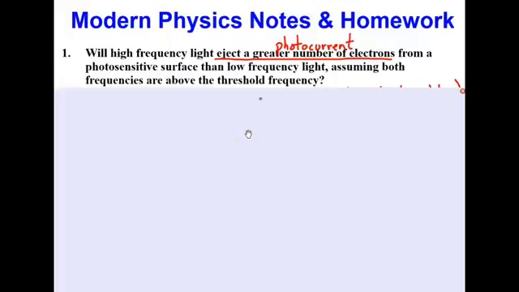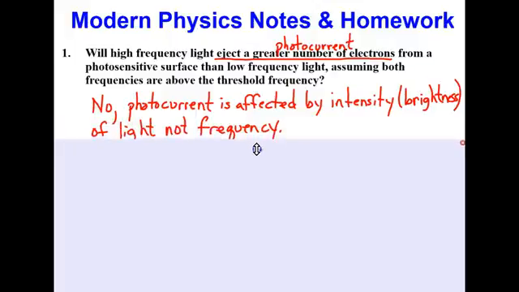Will high-frequency light eject a greater number of electrons from a photosensitive surface than low-frequency light, assuming both frequencies are above the threshold frequency? What they're really asking you is, will the high-frequency light provide greater photocurrent? So let's go back to the photoelectric lessons here. What is the variable that controls the rate of emission, the photocurrent of photoelectrons?